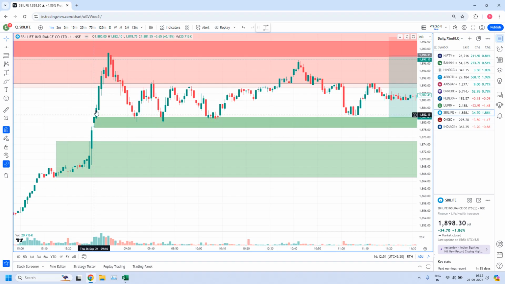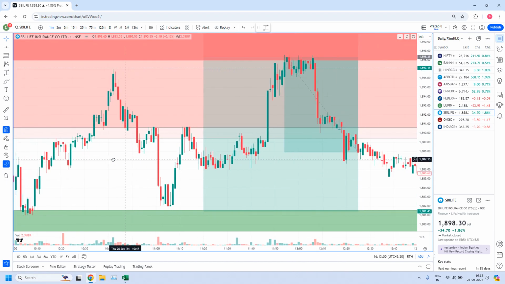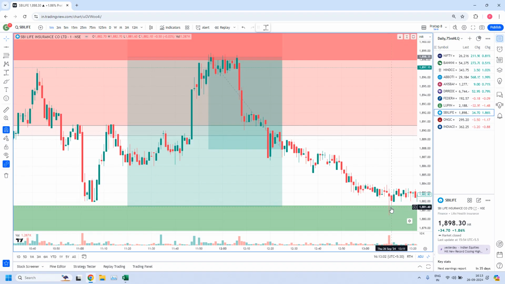See here, rally, base, rally. This is the first test, this is the second test, this is the third test, almost close to this. This is the fourth test. And this is the fifth test.